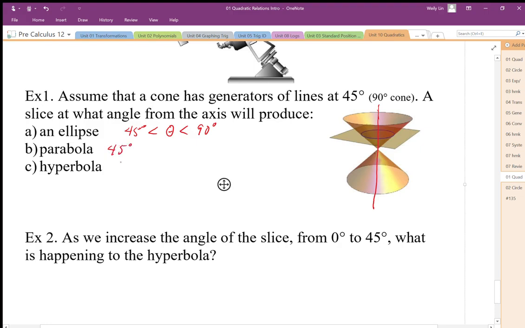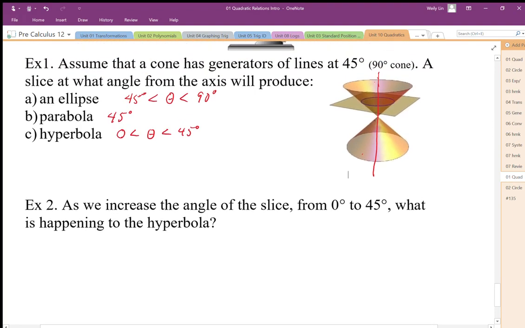And anything from 0 degrees, so anything that's straight up and down, that's going to be 0 degrees. Anything from 0 degrees up to 45 degrees is going to be a hyperbola, because anything that is not quite 45 will eventually cut through both sides of that cone, both the top and bottom of the cone.